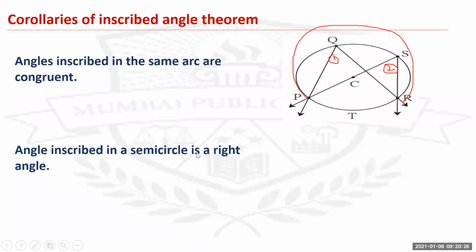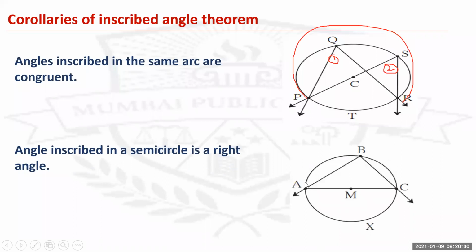An angle inscribed in a semicircle is a right angle. So this angle ABC is inscribed in the semicircle, so the value of the angle is 90 degrees. An angle inscribed in a semicircle is a right angle.